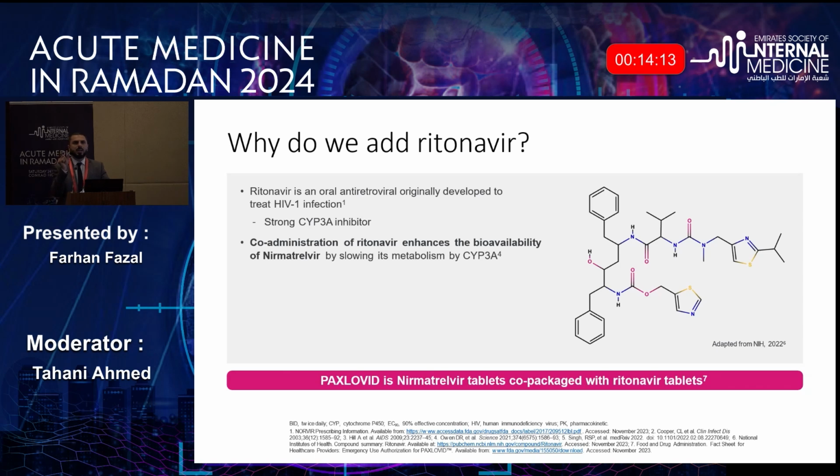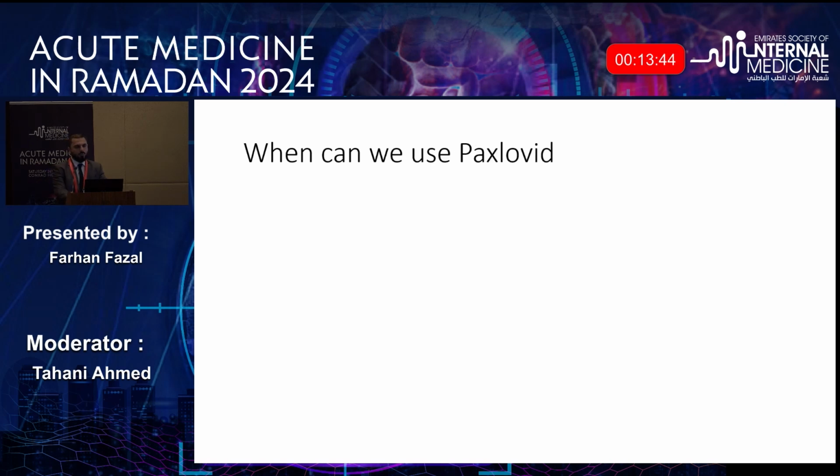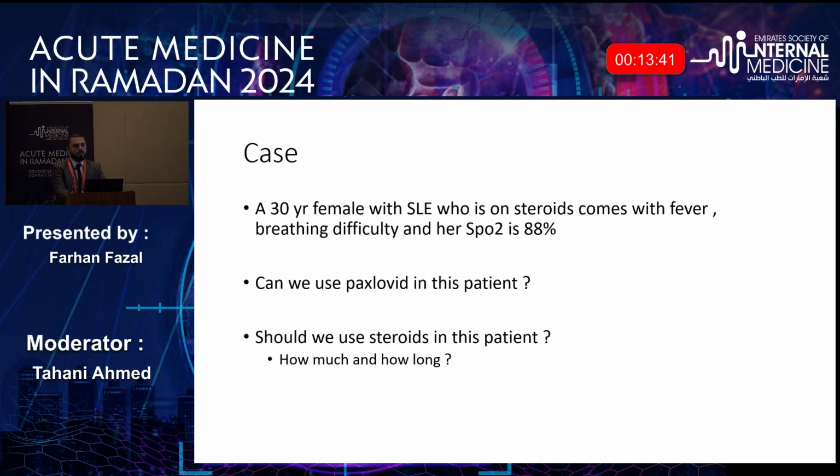Now, if you see, the name has two things in it, nirmatrelvir and ritonavir. Now, why do we use ritonavir? For people who are used to treating HIV, they know that ritonavir is used as a booster for HIV medications as well. So, co-administration of ritonavir enhances the bioavailability of nirmatrelvir by slowing its metabolism. The same concept which they use for HIV medication itself. So therefore, the package is with nirmatrelvir and with ritonavir together. So when can we use Paxlovid? What are the specific indications?